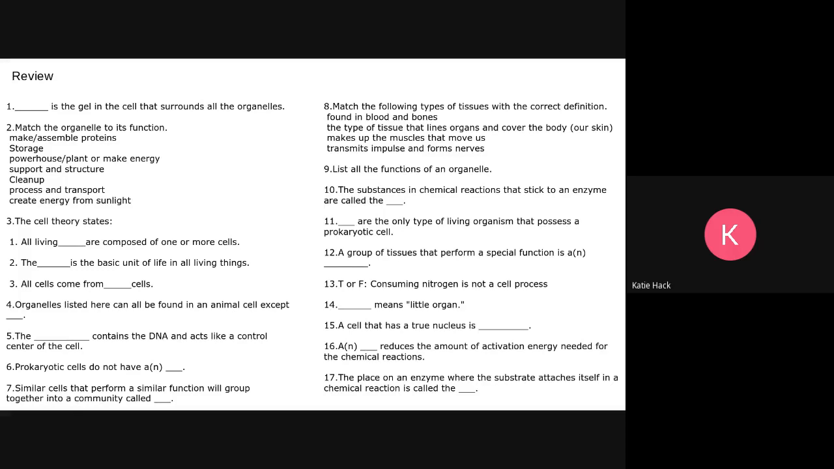Now match the following types of tissues with the correct definition. Which tissues are found in blood and bone? That is the connective. Now the type of tissue that lines the organs and covers the body. Epithelial tissue, correct. This makes up your muscles, muscle tissue. And if it transports and forms nerves, it's the nerve tissue.